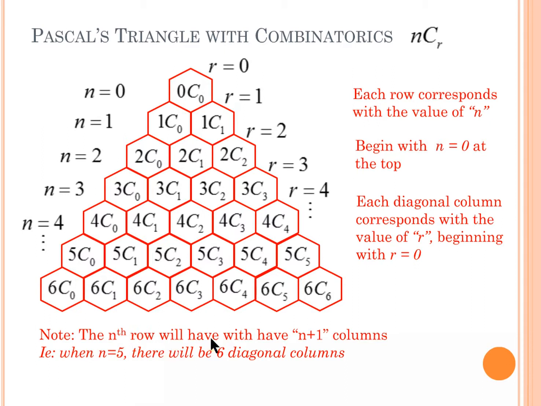The nth row will have n plus 1 columns. So when n equals 5, which is this case right here, there will be 6 diagonal columns: 1, 2, 3, 4, 5, 6. All right, so that is Pascal's triangle with combinations. Let's move on now.